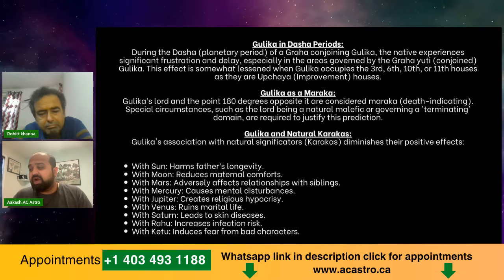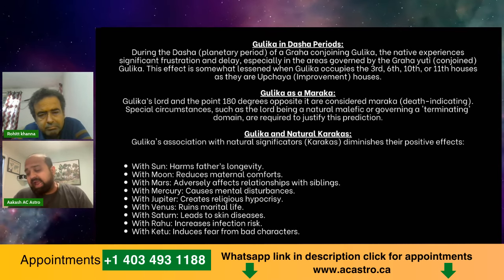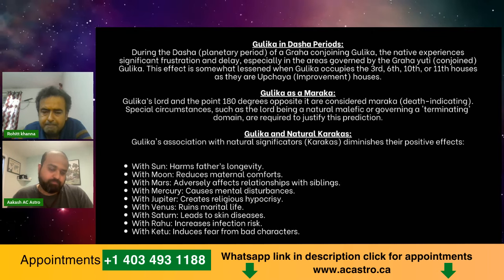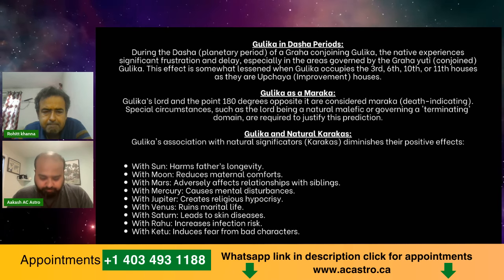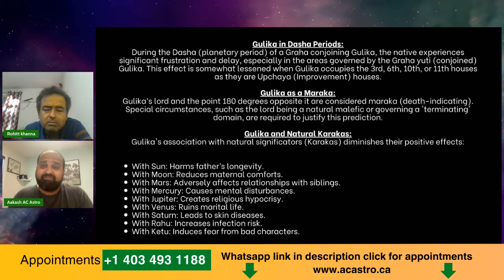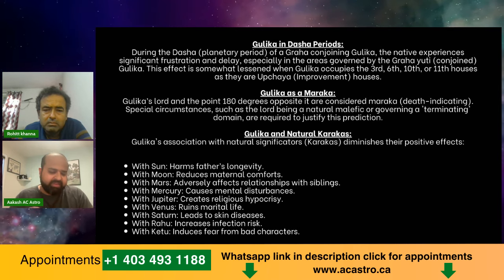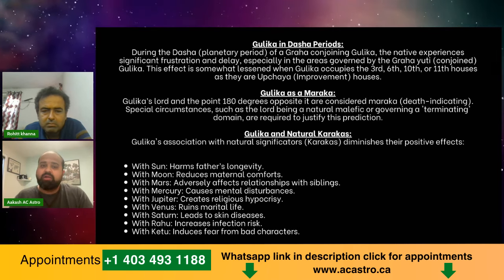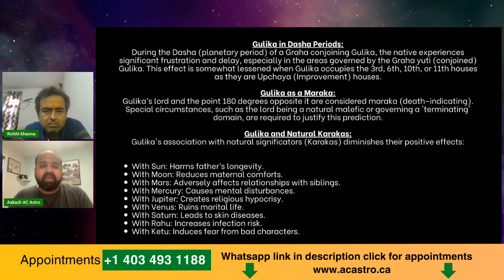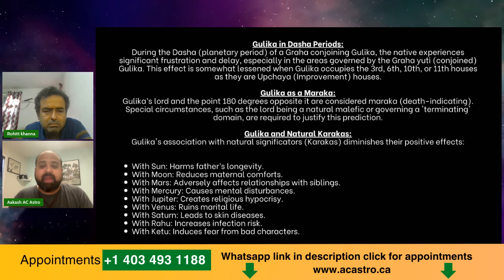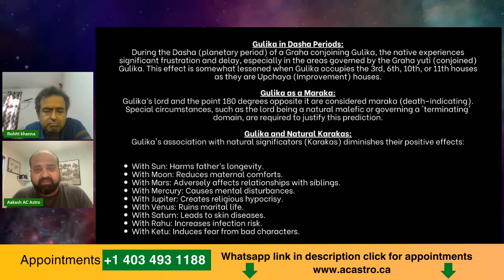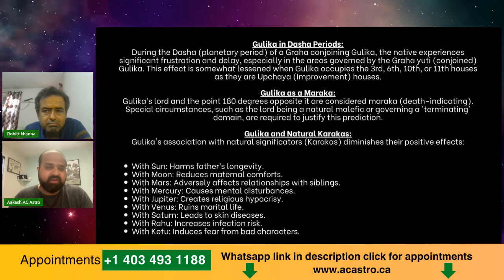I have seen a chart with Gulika, Saturn, and Ketu sitting together. They had leprosy. Now here, whenever it is with Rahu, it is very closely associated with anything to do with infection. Anything that has to do with bacterial infection in your body is Rahu. Here, it will increase the infection risk, which can be life threatening. With Ketu, it will induce fear of bad characters. So Gulika, with different karakas, different significators, can do a lot of things to your general life.